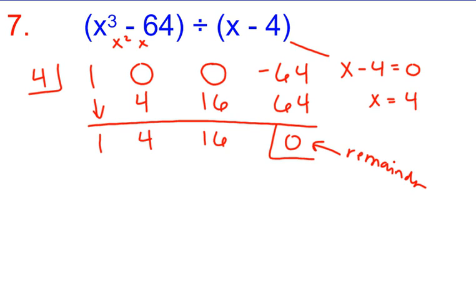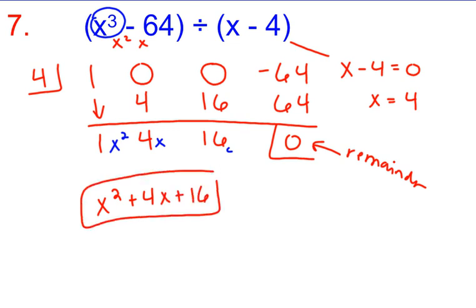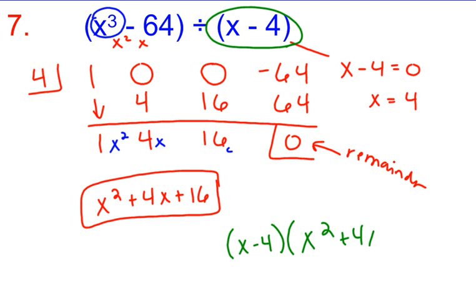And remember, we bring down this 1 degree less than this. So this would be my x squared, my x, my constant. So my answer is 1x squared plus 4x plus 16. Now the nice thing about this is if you really wanted to check your work, you can. You can take what you divided by, and if you multiply these two together, you should get that original problem. So x minus 4 times x squared plus 4x plus 16.